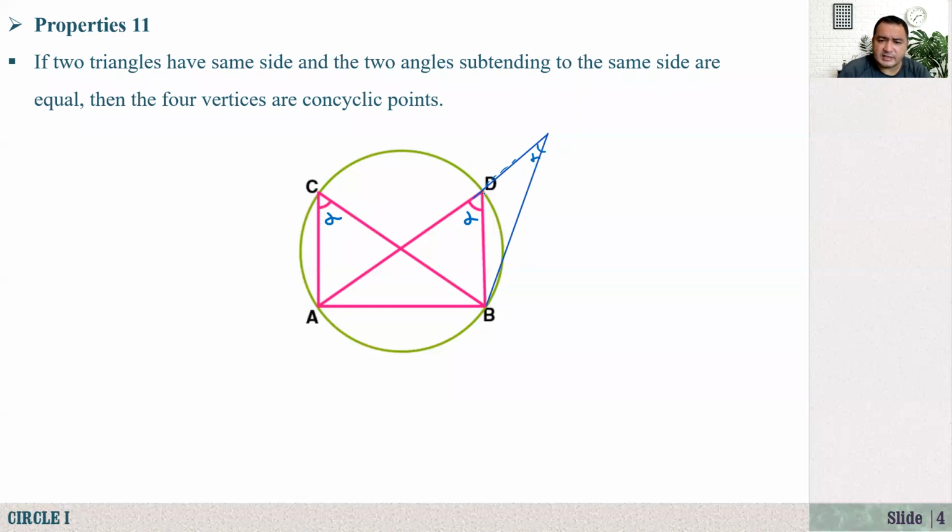And suppose that this point D is not on the circle. Now if I draw a circle that passes through the points A and B, and let's label this one by E, this angle is alpha, and this angle D is not equal to angle alpha, which is not possible. Which means that our drawn circle must pass through the point D.